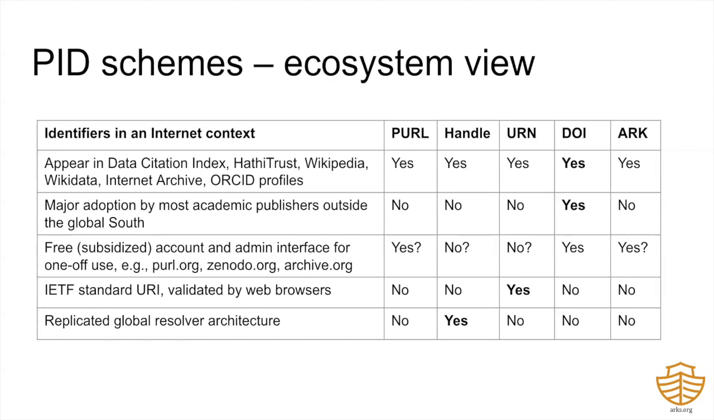Handles are popular in certain European projects and have a nicely replicated resolver infrastructure, also used by the DOI system, so they can be good if you can afford them. If you only have a couple dozen things to identify in a year, by all means consider going to zenodo.org and assigning their subsidized DOIs.